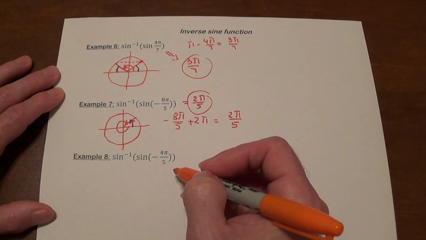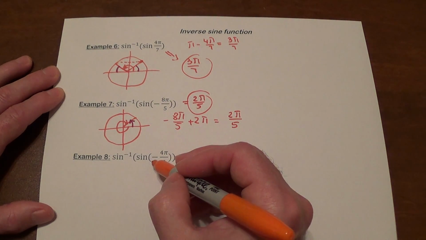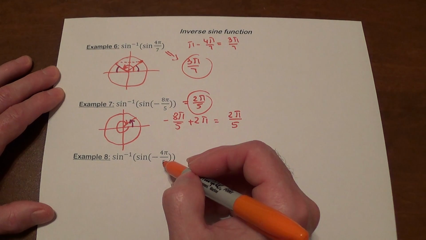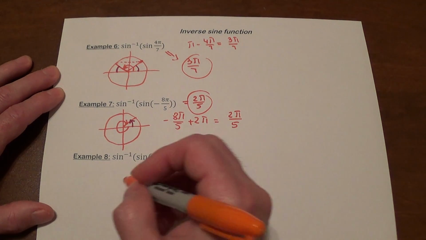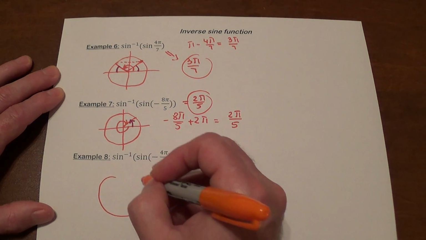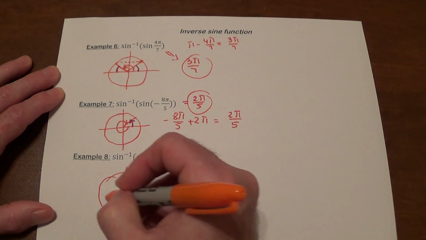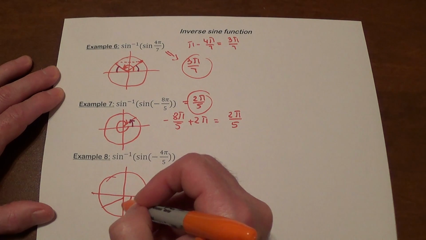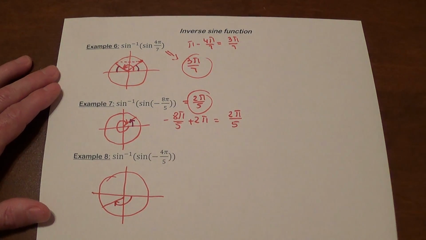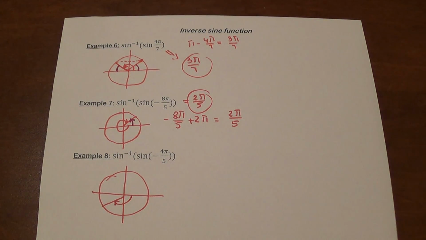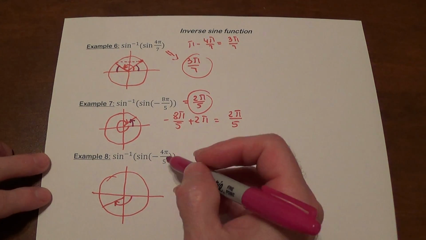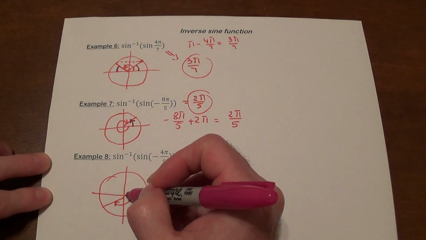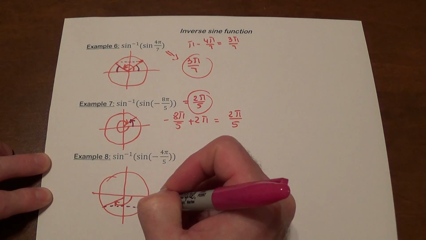And how about this one? So let's take a look. Negative 4 pi over 5 is an angle that's going to end up being in quadrant 3, and it's not going to work for us for sure. Somewhere over here is going to be this angle. So we're going to use the same logic we used in example 6. Let's find another angle whose sine is also going to be the same as the sine of negative 4 pi over 5. So we're looking at the same y-coordinate.